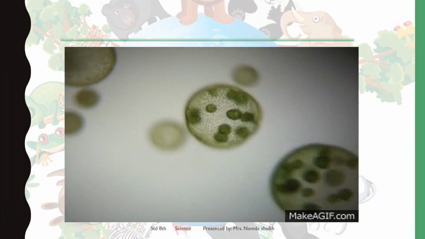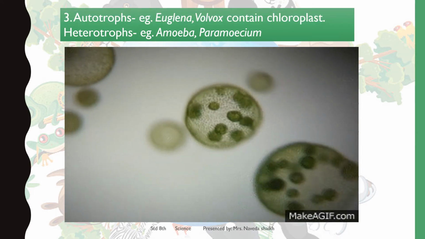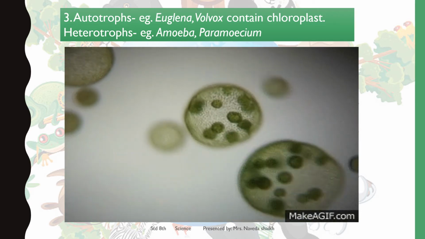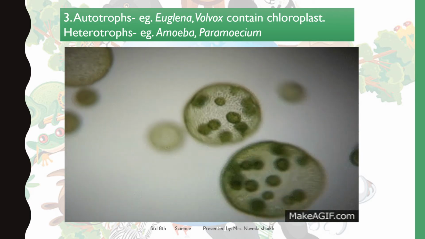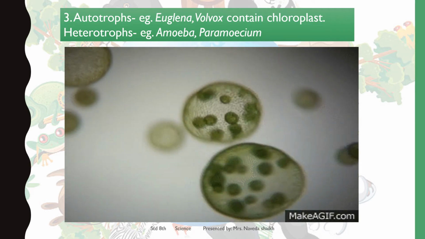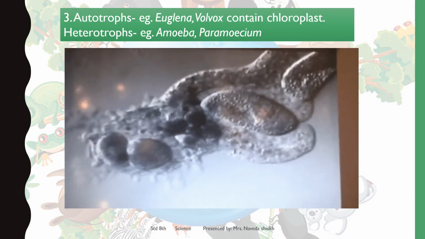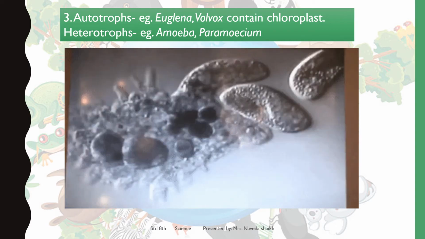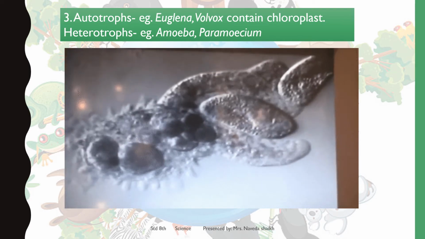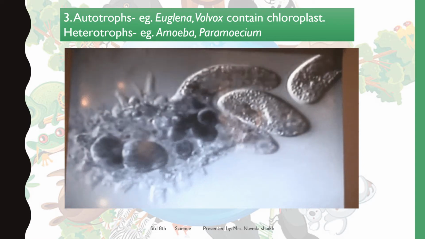Another characteristic of this kingdom is they are autotrophs like Euglena and volvox, which contain chloroplast in them. You can see that these are green colored, and that is because of the chloroplast present in them. The next heterotrophic example is amoeba. Here you can actually see amoeba engulfing another organism, paramecium, in order to fulfill its need for food. See, you can see here how it is happening.